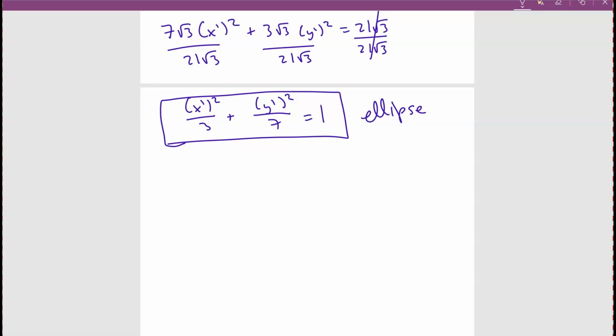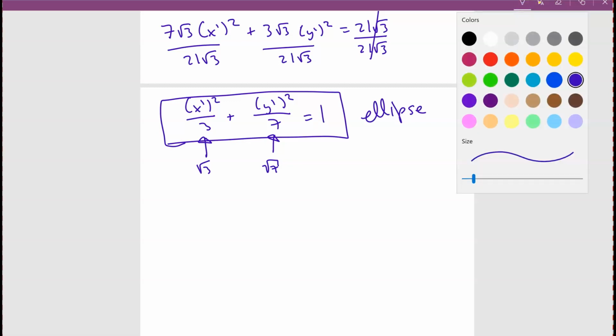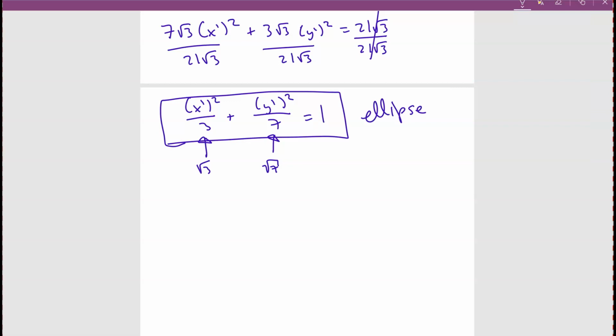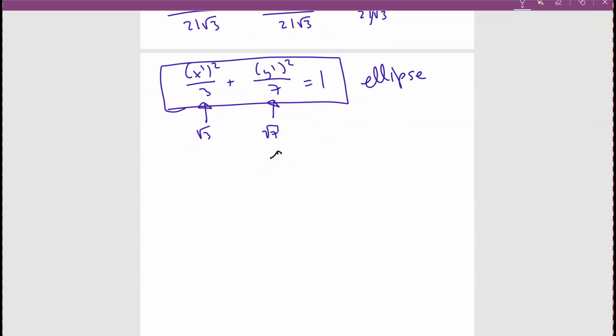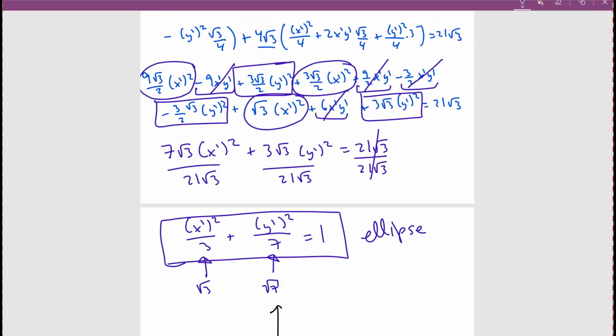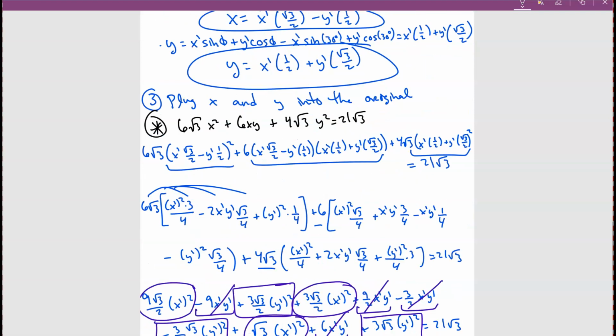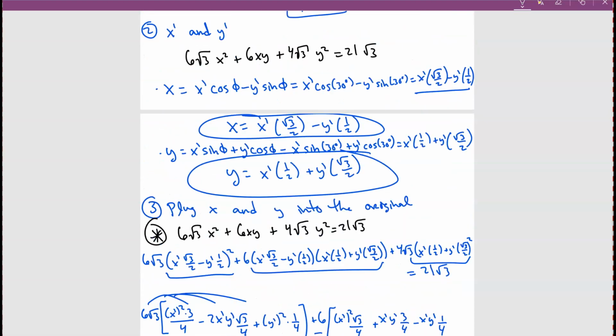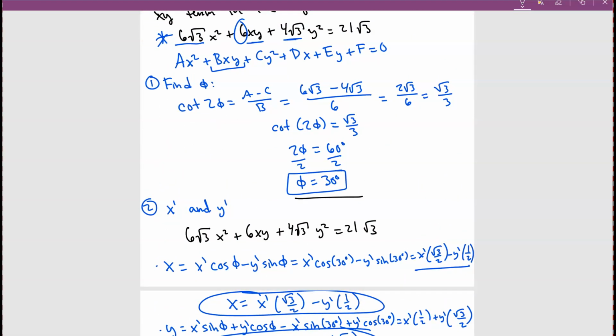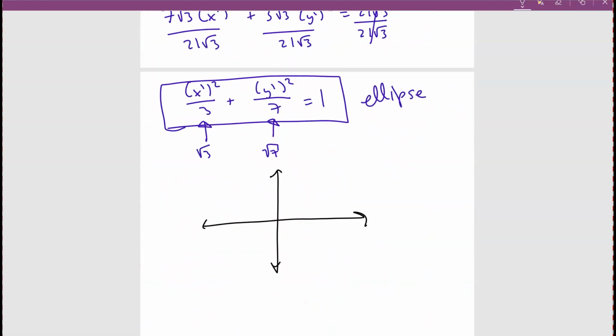And now in the x direction, you are going to be going square root of 3 units. In the y direction, you're going to be going square root of 7 units. So now we can finally graph it. We found the equation, and now we want to graph it. So we know that this was the xy plane. We don't want to graph this thing because this thing is horrific to graph. So we rotated the axes 30 degrees because that was our phi. So this is going to be 30 degrees being rotated.